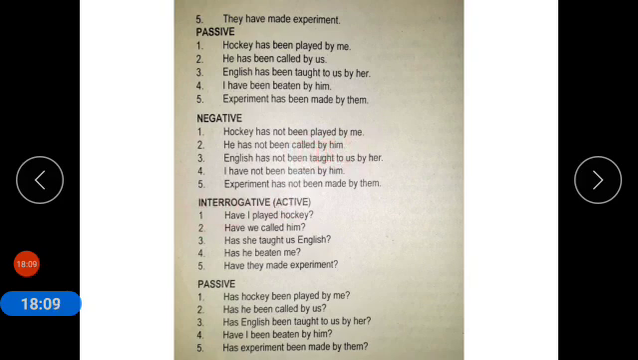How to change into interrogative? Have I played hockey? So we will use the helping verb have at the start. Then we will use I played hockey. Have I played hockey? And this is the interrogative of active. Have shows that it is the perfect tense of present, and the third form shows that it is present perfect tense. Now the passive of it is has hockey been played by me? We will use has or have according to the subject. So, has hockey been played by me?